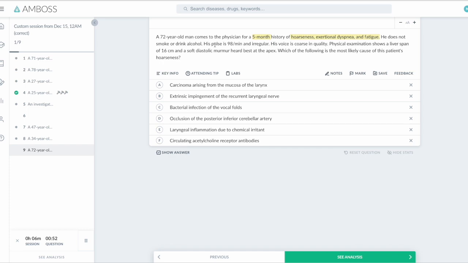He does not smoke or drink alcohol. His pulse is irregular, which means AF. Now, this is very important here. His voice is coarse in quality, so we have noticed this hoarseness. Physical exam shows a liver span of 16 centimeters, enlarged liver, and a soft diastolic murmur heard best at the apex. Now, what is this murmur? This, guys, is the murmur of mitral stenosis.